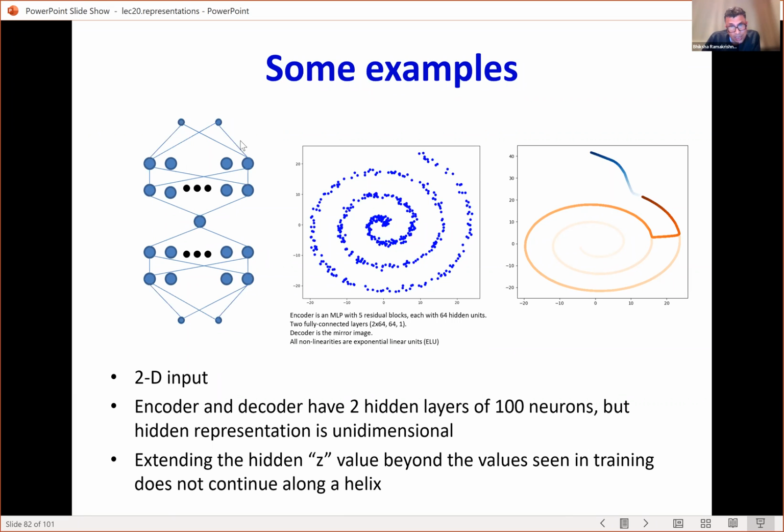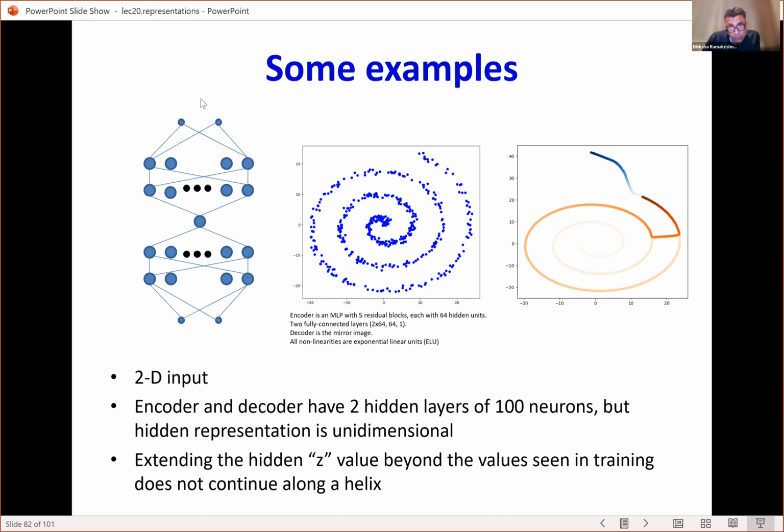So if I were to train, in this case, an autoencoder of this kind, here we've used ELU activations, and the architecture is given over here. The hidden representation is just one variable, just a single neuron. Then what we find is that the decoder ends up learning something like the spiral. So regardless of the input that you give the decoder, it's going to generate something on the spiral.